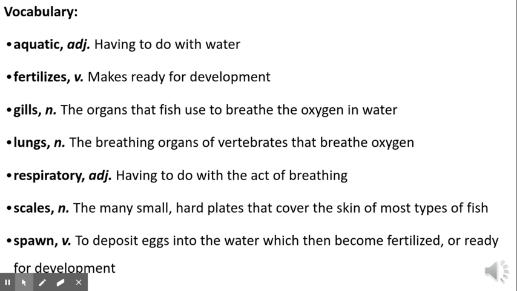Another word is fertilizes, makes ready for development. Gills, the organs that fish use to breathe the oxygen in water. Lungs, the breathing organs of vertebrates that breathe oxygen. Respiratory, having to do with the act of breathing. Scales, the many small hard plates that cover the skin of most types of fish, and the word spawn, which is a verb, to deposit eggs in the water, which then become fertilized or ready for development.